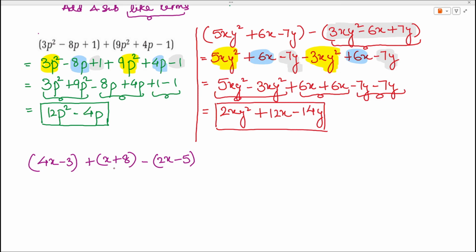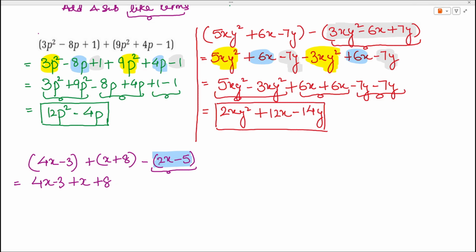Now let us add and subtract these given polynomials. So for that, first we'll open the bracket. The first bracket can be opened just like that, 4x minus 3, just because there's no sign mentioned outside it. The second polynomial, outside it there's a positive sign, so we can just open the bracket, which gives us plus x plus 8. But for this polynomial, because outside the bracket it's a subtraction sign, these both will get their signs changed when we open the bracket.